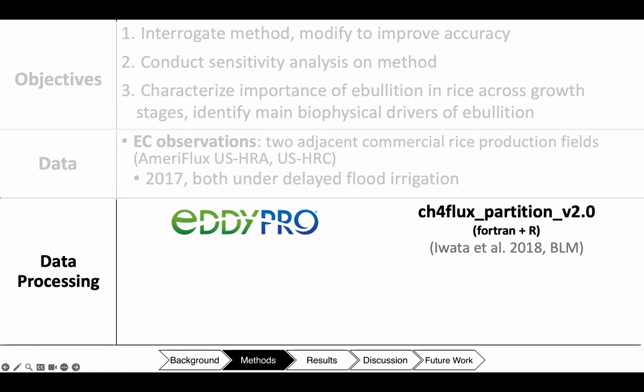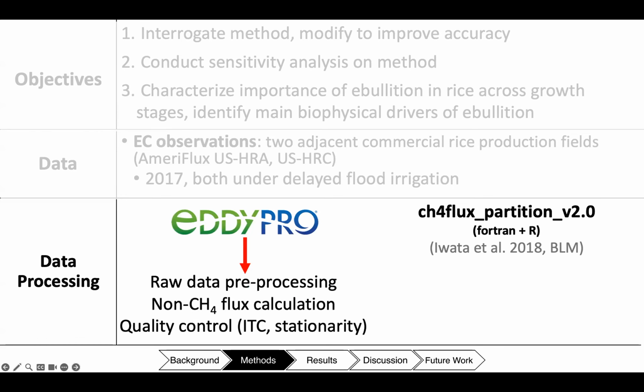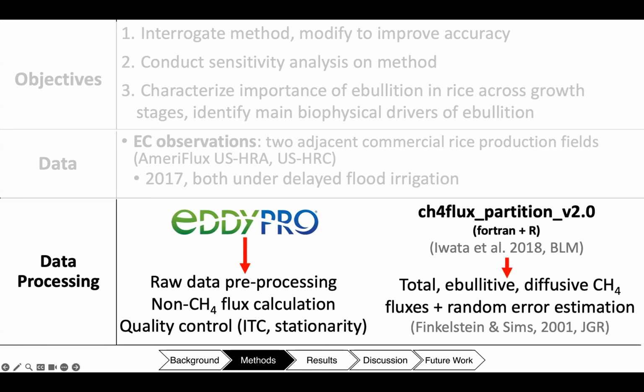For the data processing, we used EdiPro to do basically all of the non-methane fluxes, some of the quality control terms, and some pre-processing steps. And then we also used a code from that Japanese paper that does a lot of the partition work. It separates out the total from the ebullitive and diffusive components. It uses a wavelet scheme, so that code runs the wavelets. There's also an R code that we put on top of that which did some work with random error estimation and iteratively weighted least squares regression techniques. So those are then integrated to get this estimate.